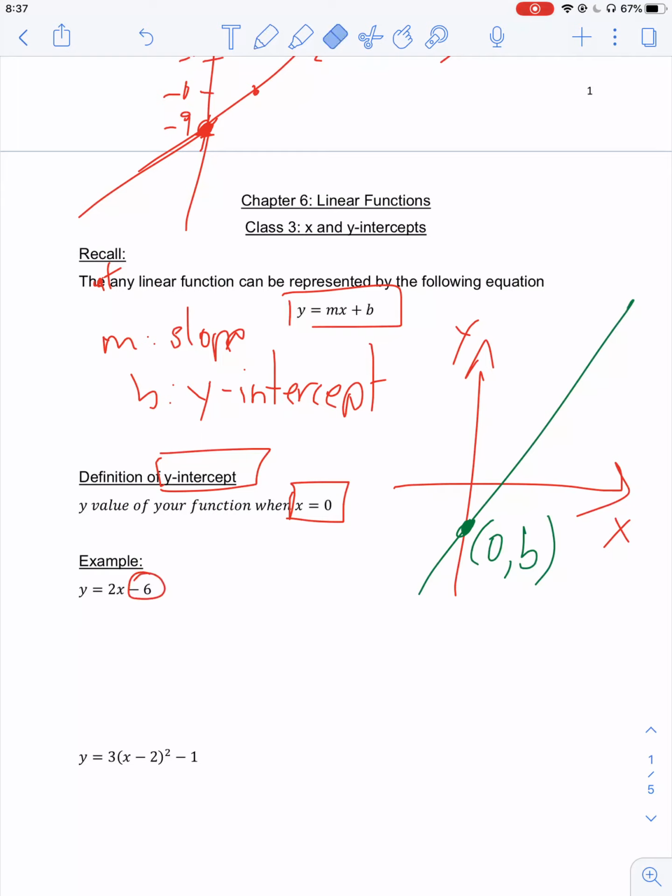And you can only use this if you've solved for your y. Remember, your coefficient of y should always be 1. Okay, if it's not 1, then you need to get rid of whatever that coefficient is, and that will give you your y-intercept.